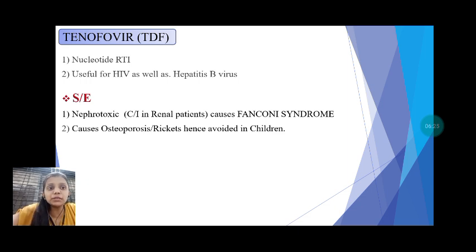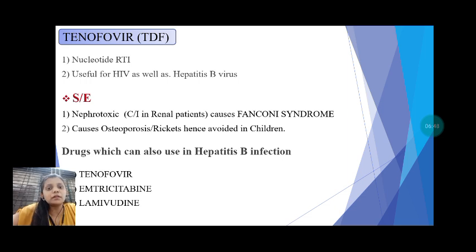It causes Fanconi syndrome. What do you mean by Fanconi syndrome? When the PCT cells of the body get damaged, there is increased loss of electrolytes from the body, and the major electrolyte which is lost is the phosphate. Due to the increased loss of phosphate, there are chances of osteoporosis and rickets. Therefore, this drug is avoided in children.